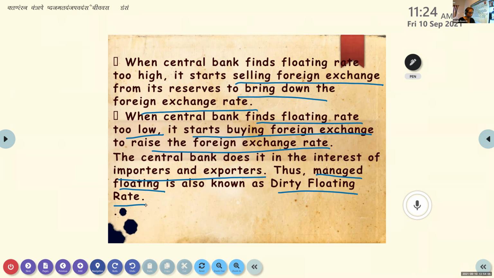So these are the three important types of exchange rate. Mainly I told you that two types are there, fixed and flexible. Now one more version has been introduced, a mix of these two, floating and fixed. That is the managed floating rate.